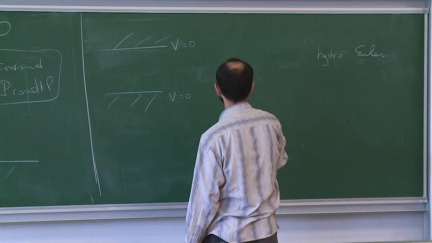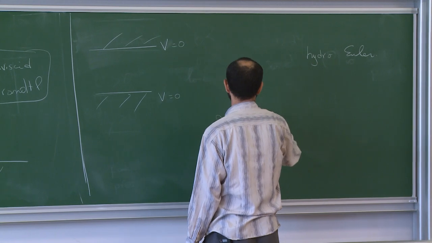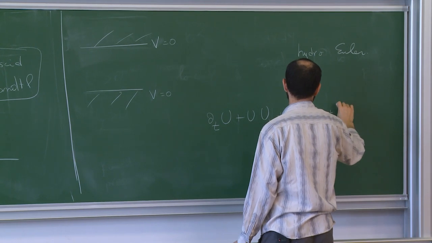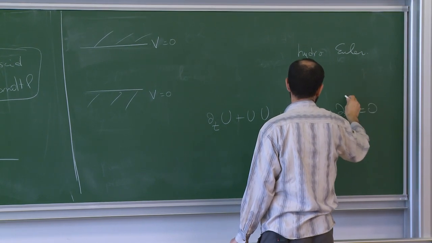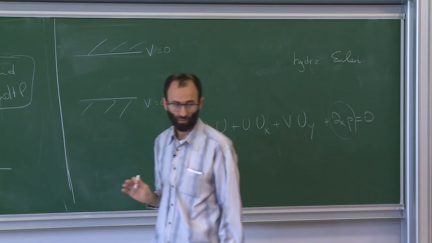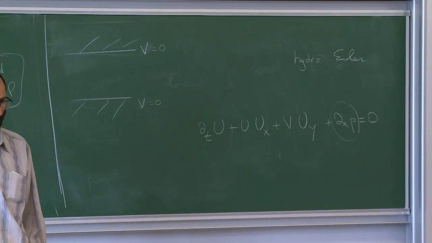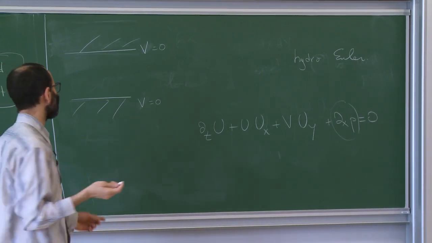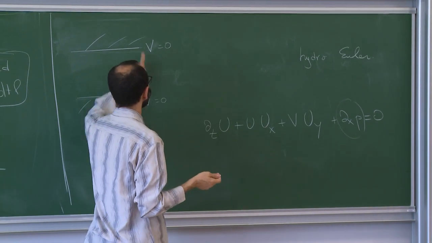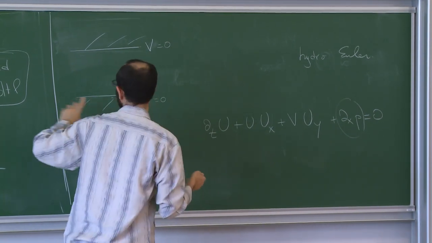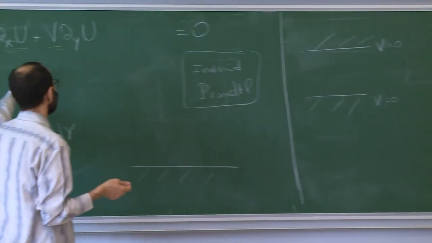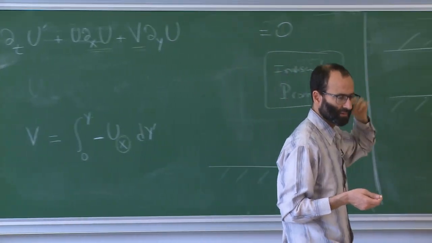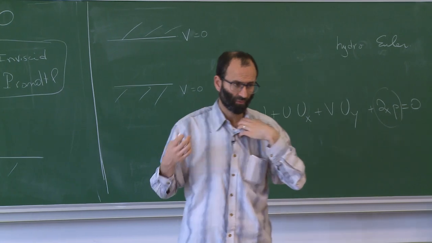So it's exactly the same equation, but the only difference is you add the pressure. Here the pressure is not determined, and the pressure depends only on x. It's like a Lagrange multiplier to the fact that you are imposing V equals 0 at both boundaries. Here there's no pressure. Usually the model, people write it like this. If you want, you can add pressure, but fixed, coming from the Euler flow, for instance.